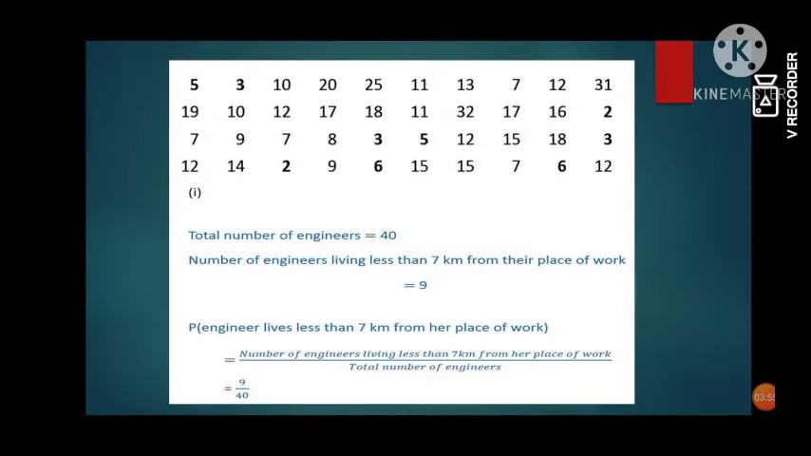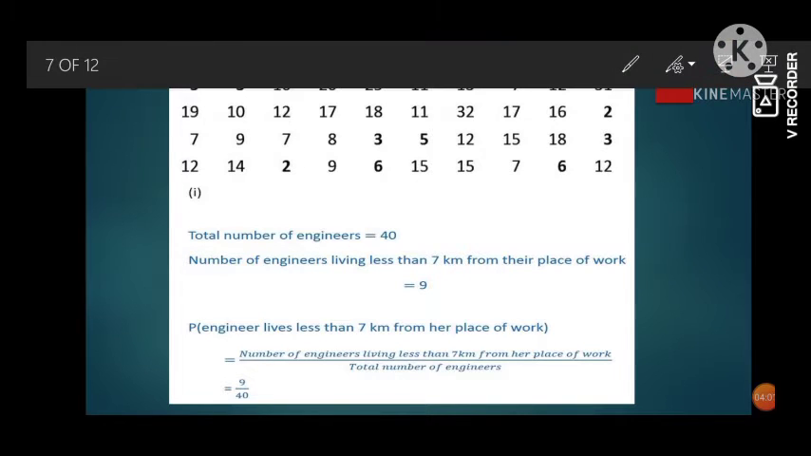If you see the first line, 5 and 3 are the numbers which are less than 7. So let us first mark the numbers which are less than 7. It is already done in bold. So 5 and 3. In the next line, 2. In the third line we have 3, 5 and 3. In the last line we have 2, 6 and 6. These are the engineers whose distance from the workplace to home is less than 7.